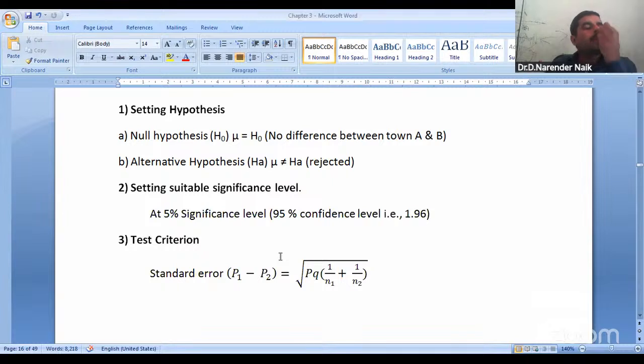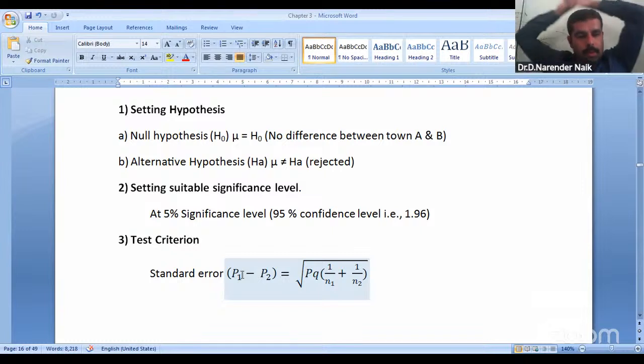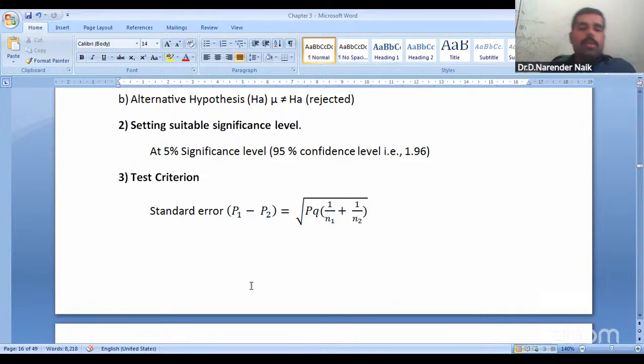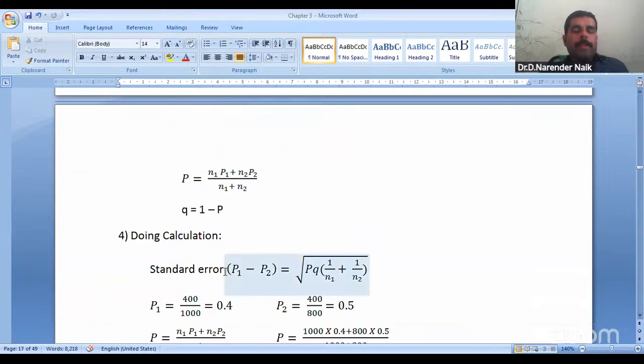Setting the hypothesis: null hypothesis H0, P1 is equal to P2; alternate hypothesis HA, P1 is not equal to P2. Choose a suitable significance level: at a 5% significance level, 95% confidence level, the table value is 1.96. Test criterion: standard error P1 minus P2 is equal to under root PQ into 1 by N1 plus 1 by N2. To know the P value, we apply this formula: N1 into P1 plus N2 into P2 by N1 plus N2. Q is equal to 1 minus P.